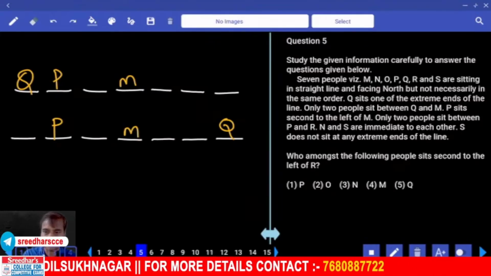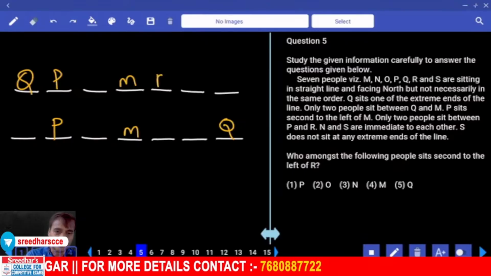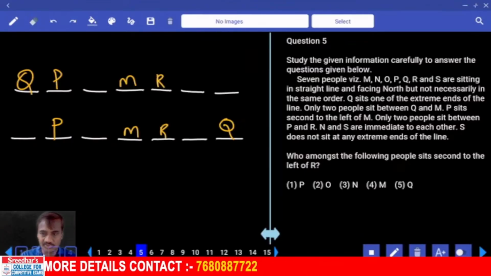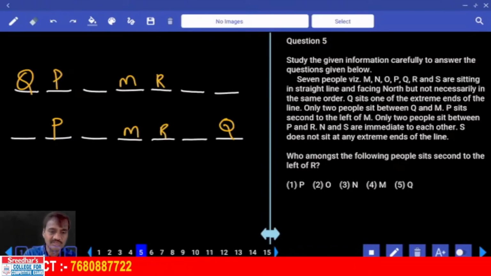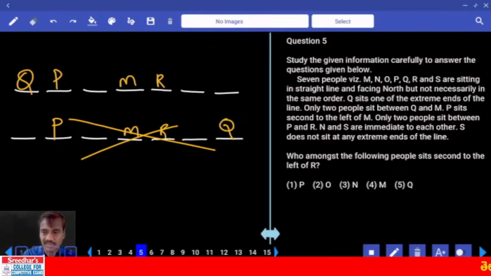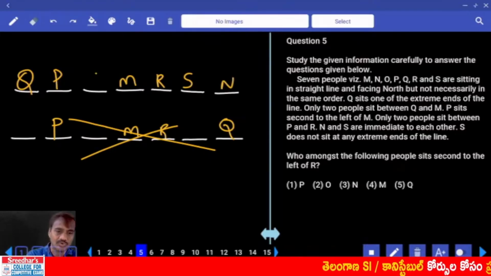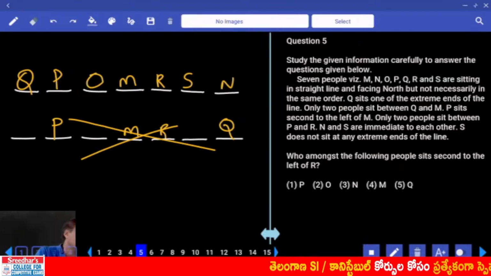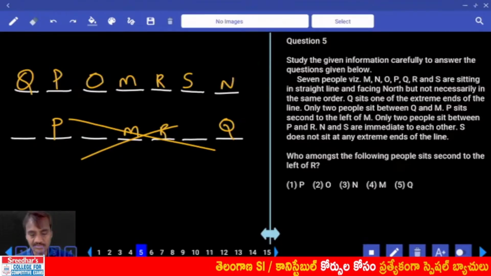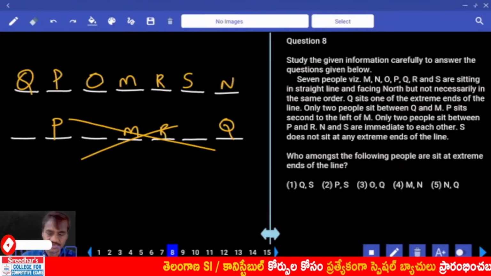And only 2 people between P and R. P and R, how many people? There are exactly 2 people. And N and S are immediate to each other. Here it is not possible. Then S does not sit at the extreme end. S is here, N is here. The one who is left over is M, N, O. O is here. Clear? Now this is from 5 to 8.